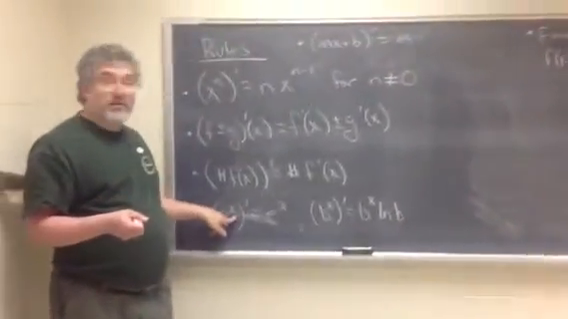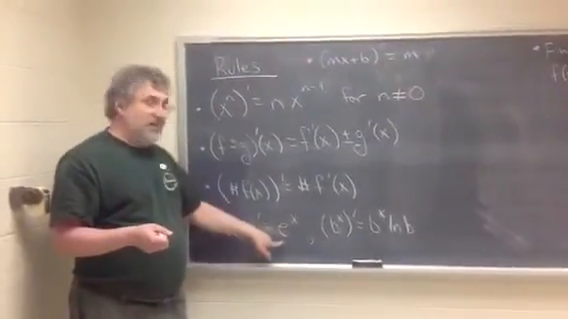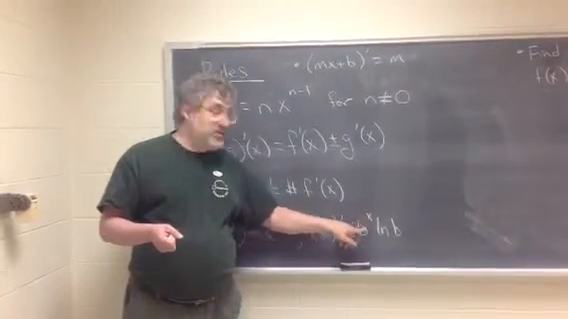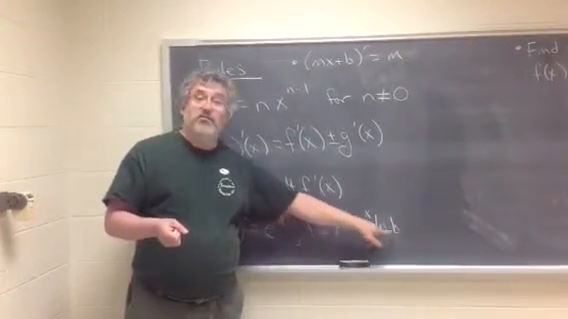And e to the x's derivative, work it through, you'll get e to the x. b to the x's derivative, work it through. You don't get b to the x, but you get something close. You get b to the x times the natural log of b.